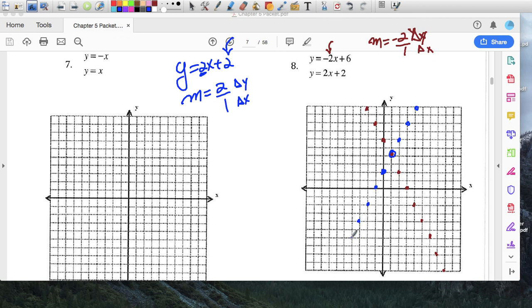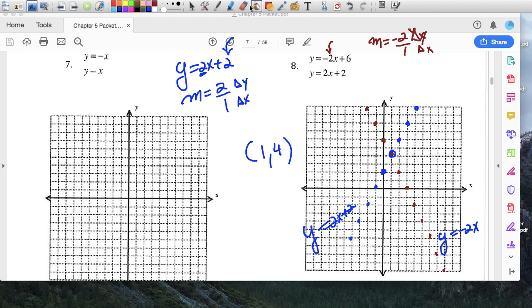And likewise the other way. So this is my equation, y equals 2x plus 2. The red one is y equals negative 2x plus 6. And you can tell that the point of intersection is right here. And that is 1, and 1, 2, 3, 4. So 1, 4. That's the point of intersection.